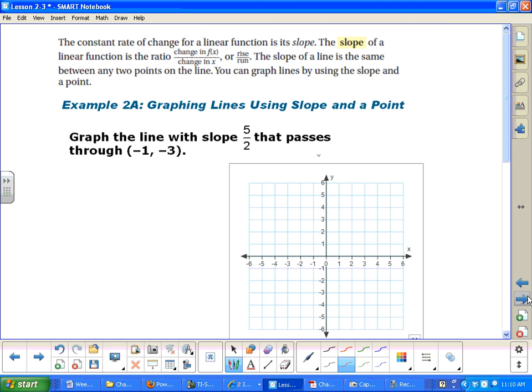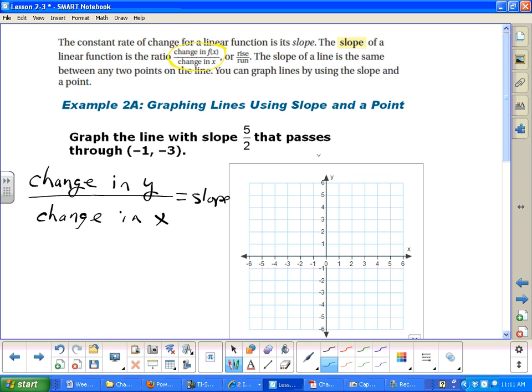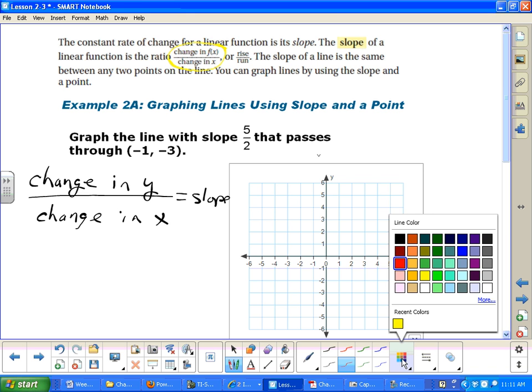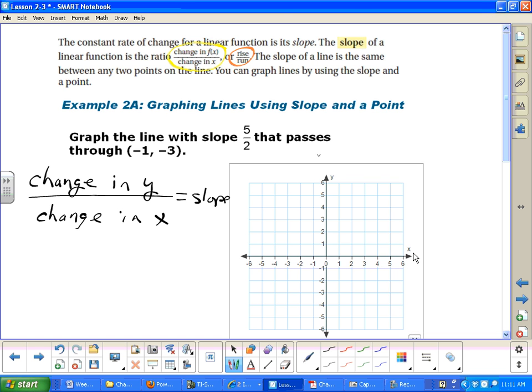All right, graphing lines. Okay, now we mentioned the word slope. Slope, we can think of it as change in f of x over change in x, or the change in y over change in x. Okay, that's the slope. Or you might think of it as rise over run.